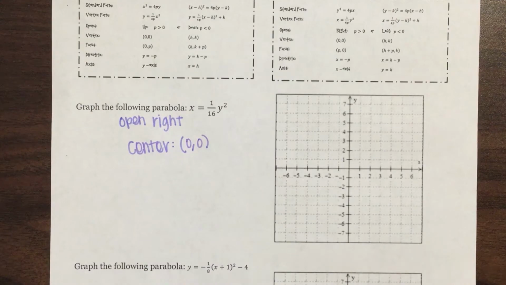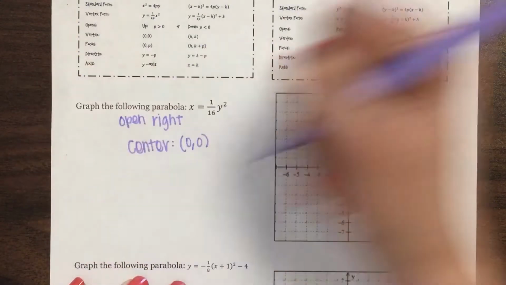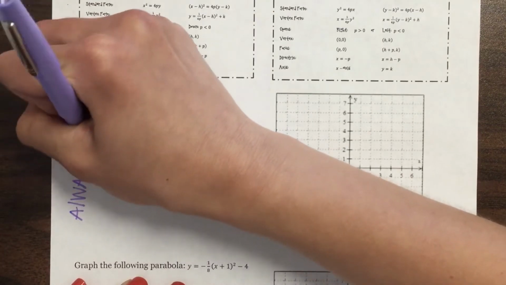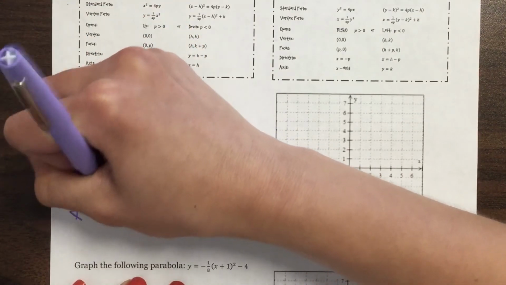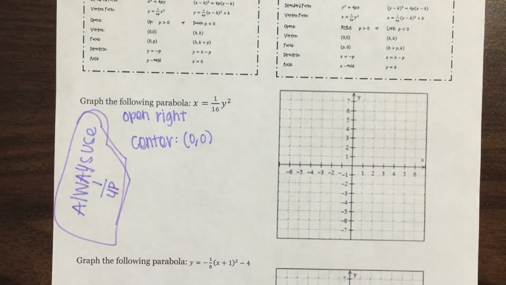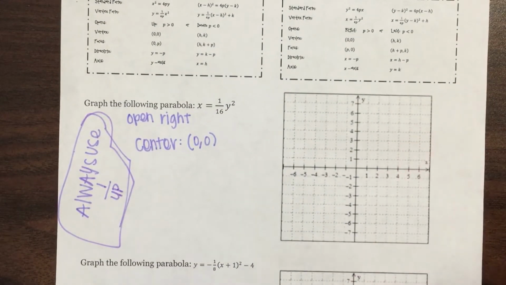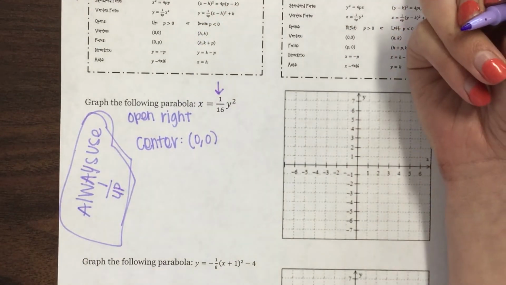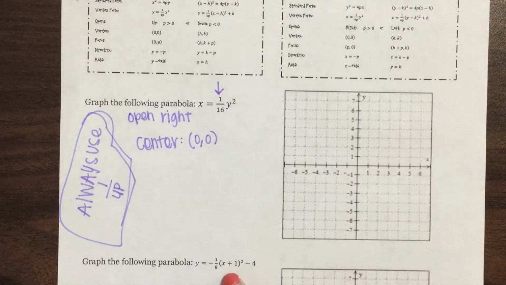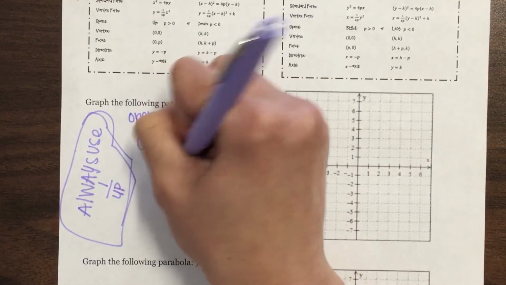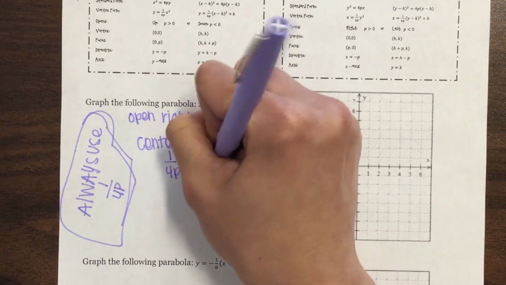And you always use 1 over 4p. So I'm just going to write that right here. Always use 1 over 4p, every single time. And you set it equal to the fraction that's in front of your squared or in front of the parentheses, like it will be down here. So I'm going to set 1 over 4p equal to 1 over 16.